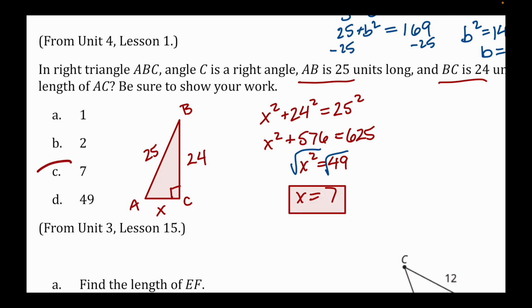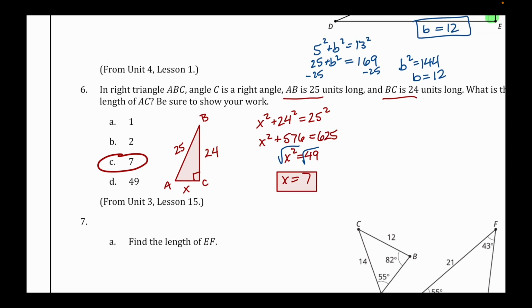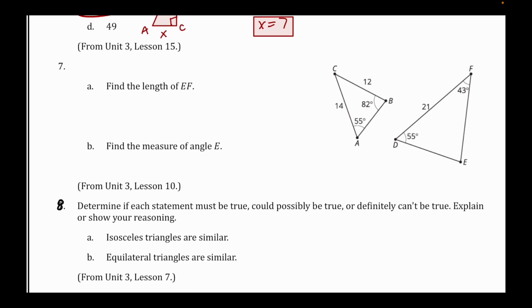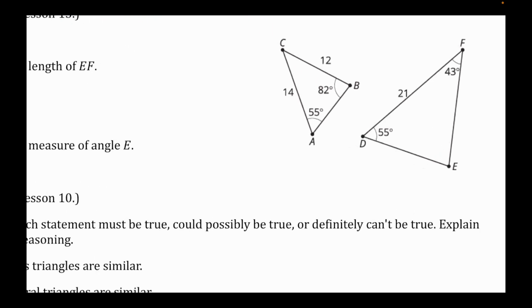So our answer here is C. Two more questions. We have some similar triangles here. We want to find the length of EF. Well, actually, they're not telling us they're similar, but I have a feeling. And then we want to find the measure of angle E.